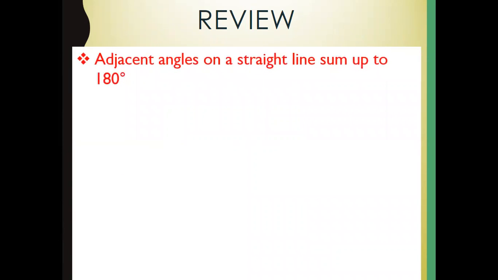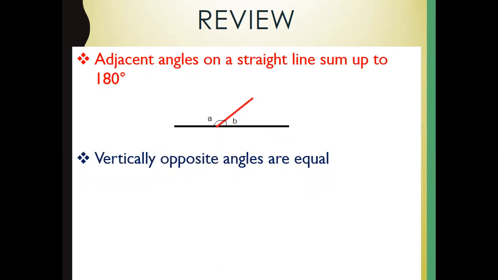Now, we talked about this, I think, two classes ago. We talked about how adjacent angles on a straight line sum up to 180. I hope you've not forgotten. If you've forgotten, you can go back and watch angles between lines. So adjacent angles on a straight line sum up to 180. So in this case, we know that A plus B is 180.